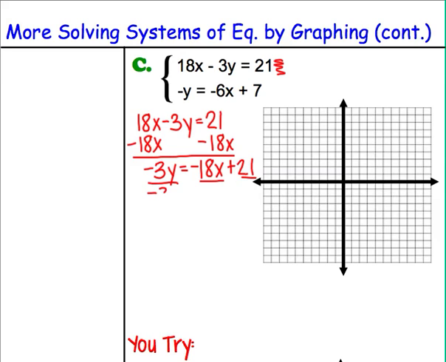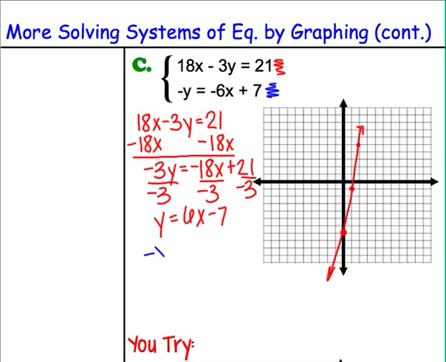Divide everything by negative 3, which gives us y equals 6x minus 7. So we'll go down 1, 2, 3, 4, 5, 6, 7 on the y-axis. Slope of 6, so up 1, 2, 3, 4, 5, 6 over 1. And once again, we have a pretty steep line here. And I realize my points aren't the straightest, but please be aware that it is difficult to graph on a smartboard.